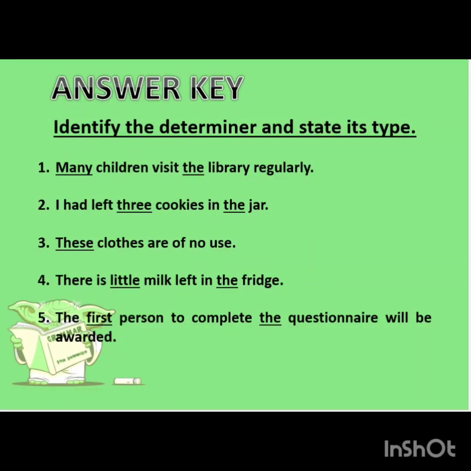This is the answer key for the first set of activity. Actually, the task is to identify the determiner and state its type. But in this answer key, I have highlighted only the determiner. I didn't mention the type. Okay, so those who are looking forward to this activity, please mention its type also. Okay, so now we can move to the next set of activity, that is group activities.